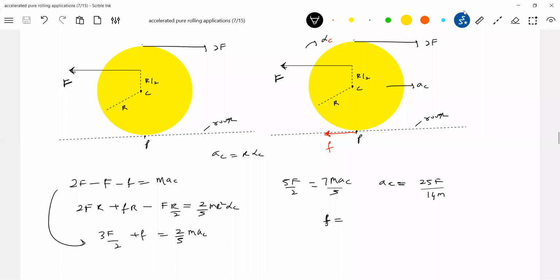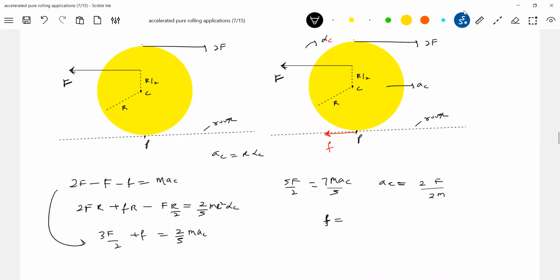Oh, this will be 7f by 2, no? Adding up these two, 3f, 7f by 2. No, sir, it's 5f by 2 only, sir. 3f by 2 plus 2f. Okay, that's 5f by 2.